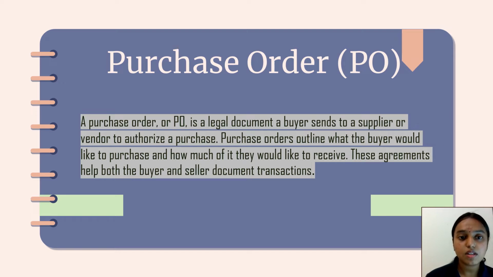The first document is purchase order. A purchase order, or PO, is a legal document a buyer sends to a supplier or vendor to authorize a purchase. A purchase order outlines what the buyer would like to purchase and how much they would like to receive. These agreements help both the buyer and seller document the transaction.